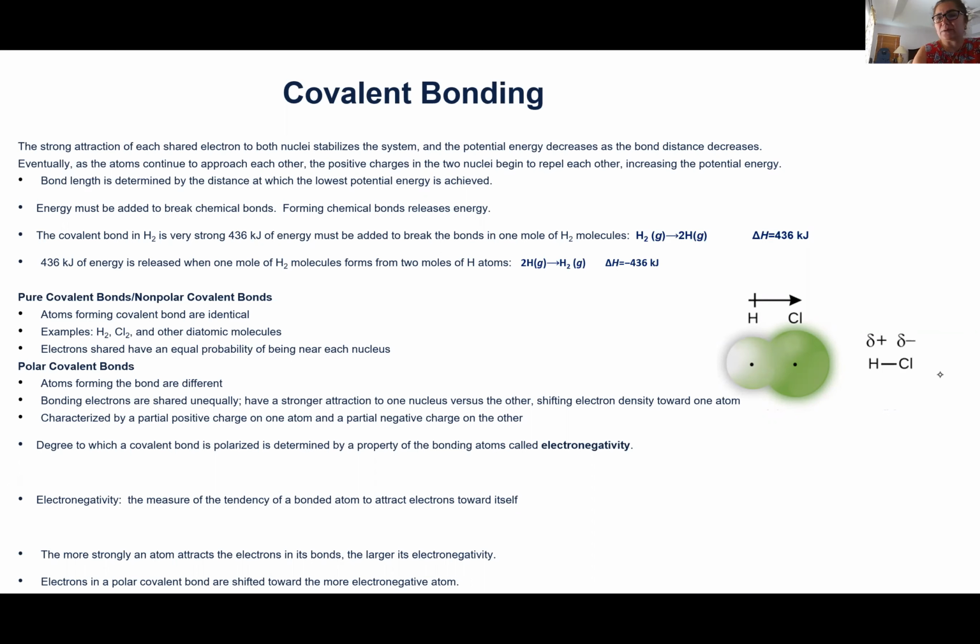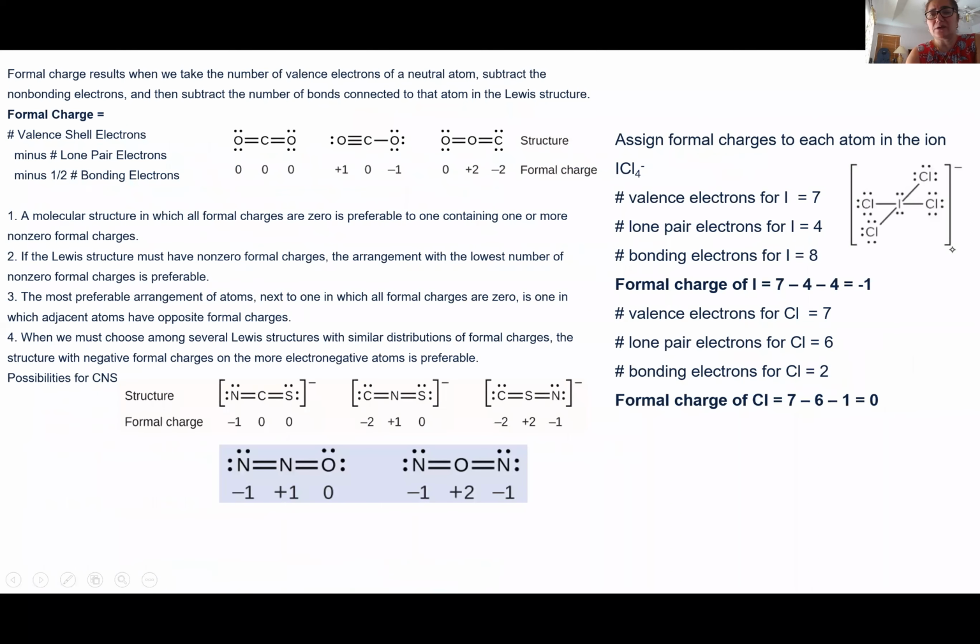I already talked about these pure and polar. Like this is pure non-polar, but HCl in this case is polar because you have two different non-metals. You can also find the electronegativity if it is given. If not, just use the general trend. The one that has higher electronegativity gets the delta minus. The one with the lower electronegativity gets the delta plus.